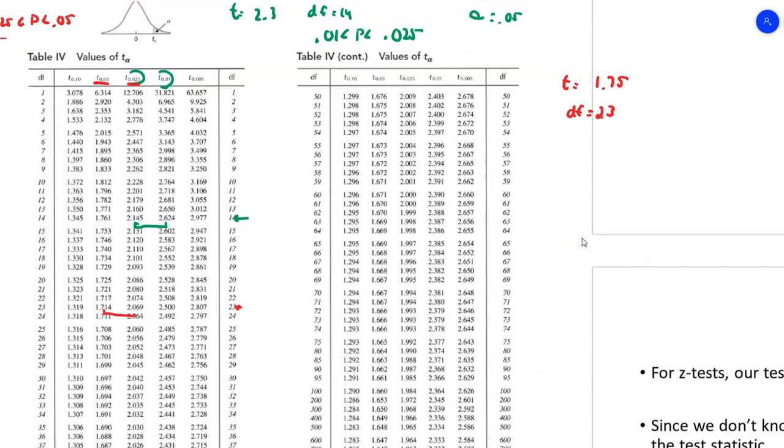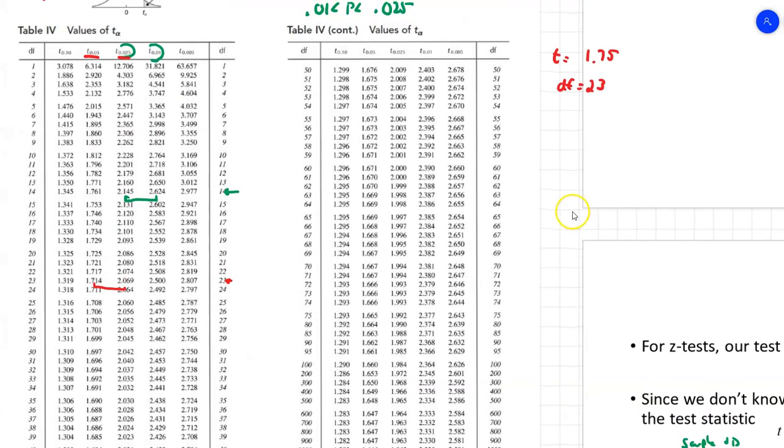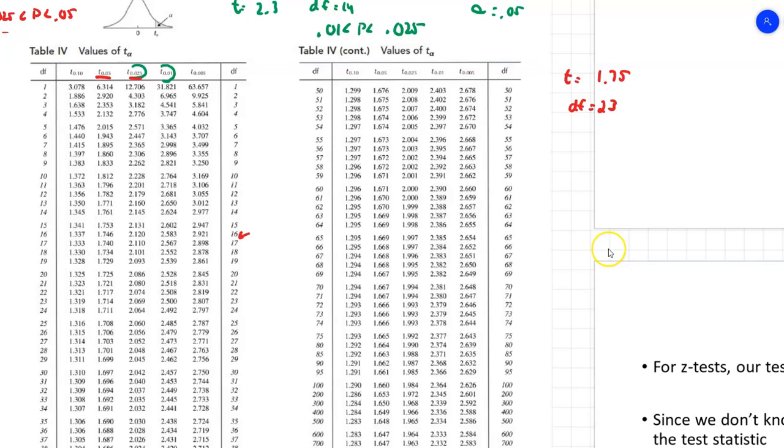1.426 and n equals 17. So n equals 17 means 16 degrees of freedom, right? Always one less than the sample. So 16 degrees of freedom, right over there. And the number that we were given, 1.426, well, where is that? That's between this number here and that number there. So look at the two numbers up on the top. One of them is 0.05, one of them is 0.10.